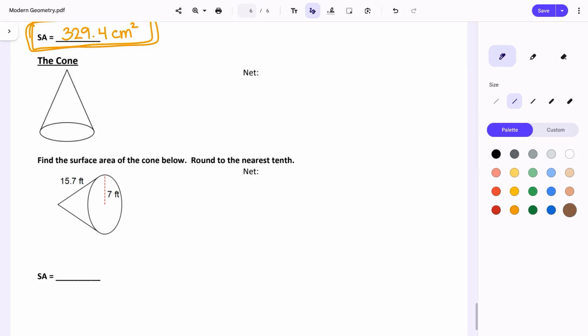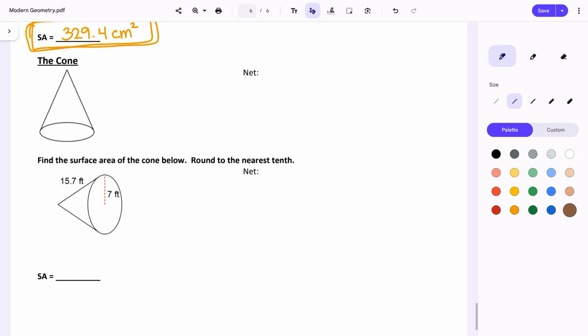Okay, so like I said, we are on this page that we kind of left off on Thursday. Thursday, when we finished, we were talking about pyramids. Now we're going to do our last shape today, which is the cone. A cone is similar to a pyramid in that it only has one base.